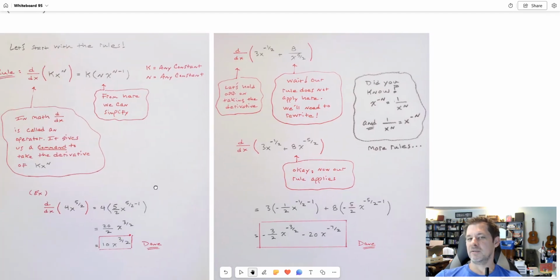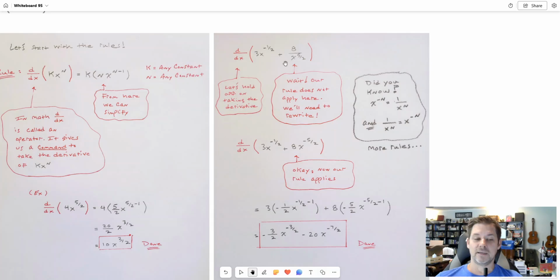Part of learning to use these symbolic rules is learning how to recognize when they apply. This rule doesn't apply to 8 divided by x to the 5/2 power. It applies to some number k times x to some power n. It doesn't say anything about dividing. 8 divided by x to the 5 over 2 just doesn't look like this. So can we turn this into 8 times something? That's what we need to do for this rule to apply. And it's possible to do that.